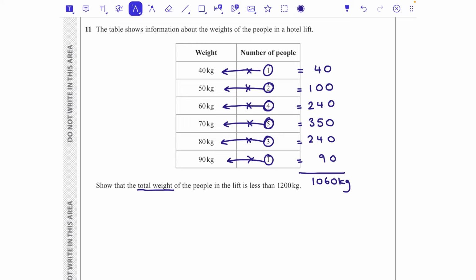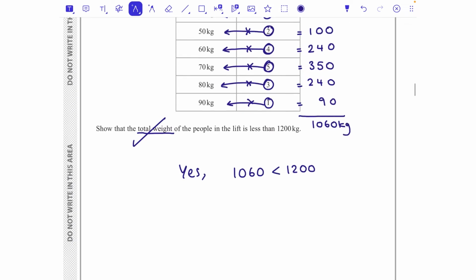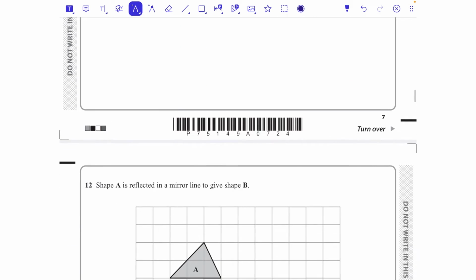So show that the total weight of the people left is less than 1,200. Yes, 1,060 is less than 1,200. So we've done that and we've shown that it is indeed going to be less. And that was for 3 marks.